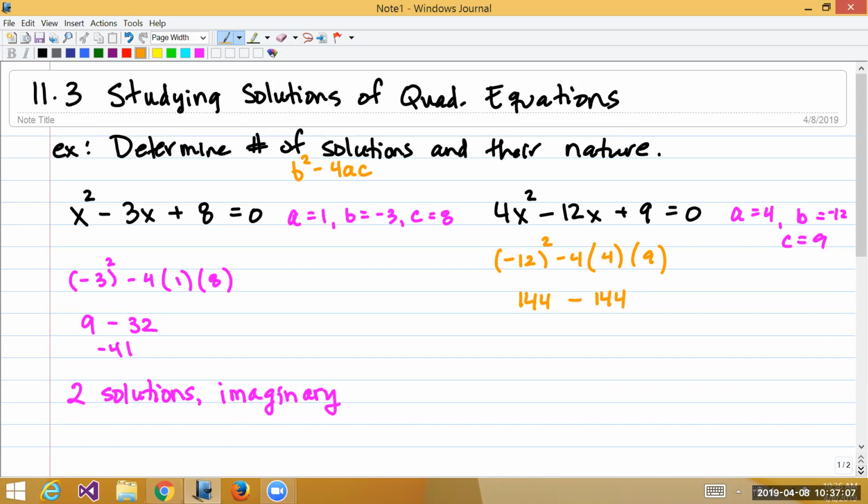We get 0. Because the discriminant is 0, that means that's what we take the square root of. The square root of 0 is 0. So nothing is being added and subtracted. So we have one solution. And the solution will simply be, from our quadratic, -b over 2a, which means that it's a rational solution.